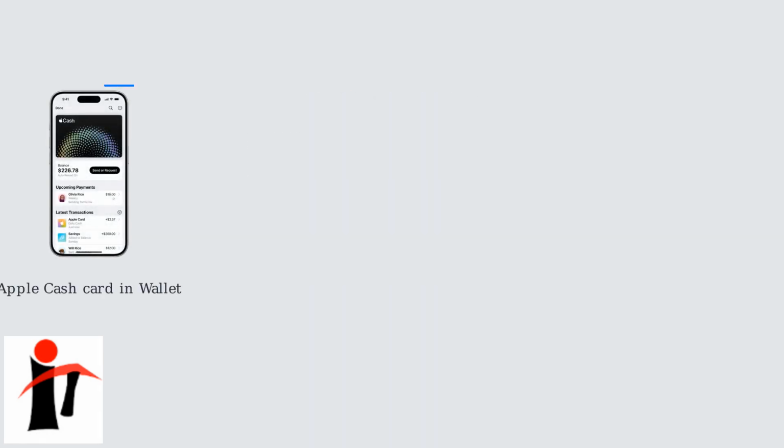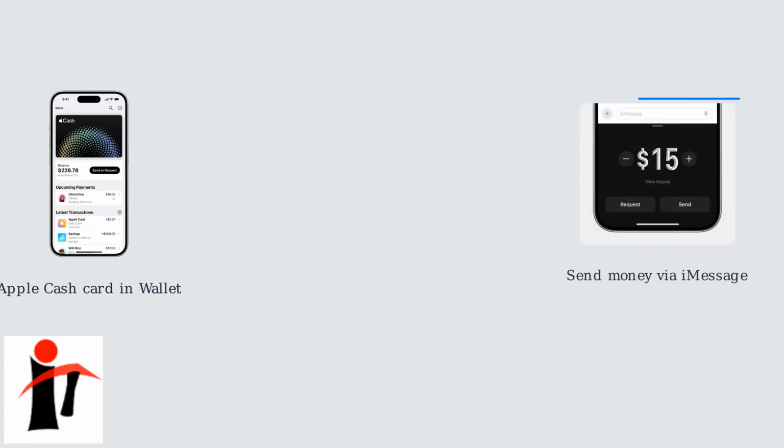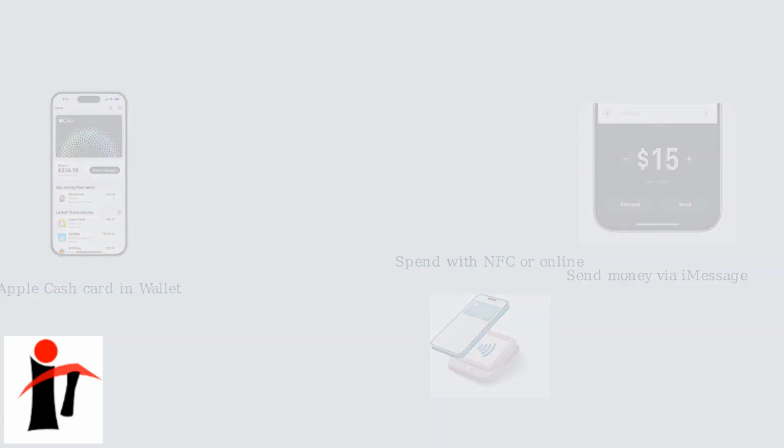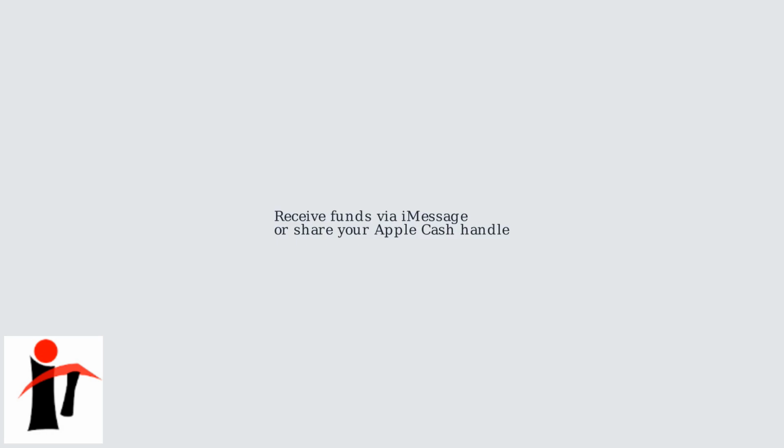Once your Apple Cash Card is activated, it appears directly in your Wallet app. Here you can see your current balance and recent transactions. To send money, open iMessage and tap the Apple Cash icon. Enter the amount you want to send and authenticate with Face ID or Touch ID. For spending, hold your iPhone near an NFC reader at stores to pay instantly, or select Apple Cash when making online or in-app purchases. You can also receive funds through iMessage or by sharing your Apple Cash handle with others.